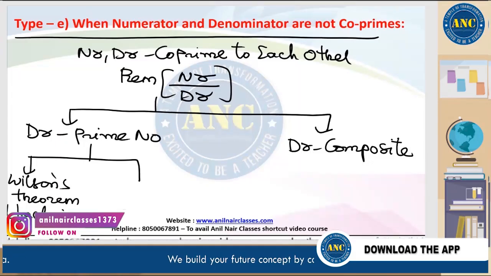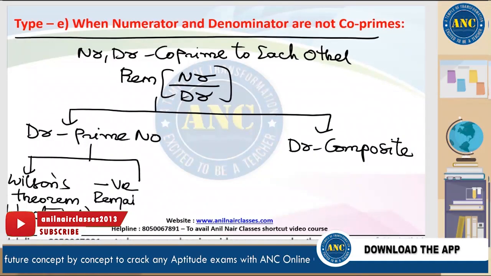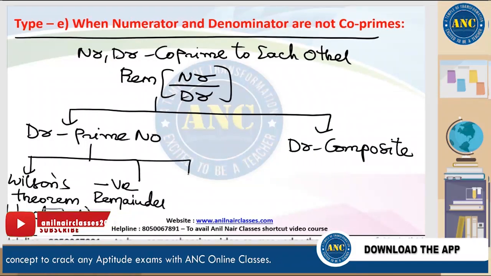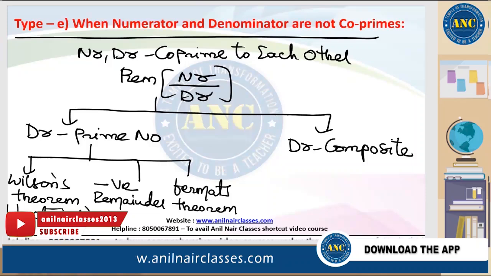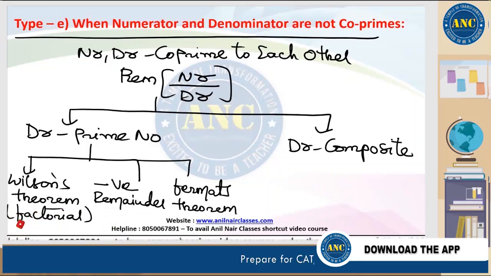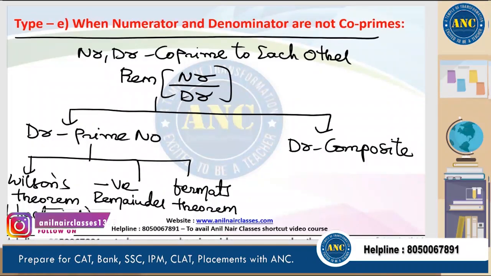Use Wilson's theorem for factorial problems. Use a negative remainder or use Fermat's theorem. Any one out of the three you can use. If the denominator is a prime number, you can use Wilson's theorem, or you can use a negative remainder, or you can use Fermat's theorem.